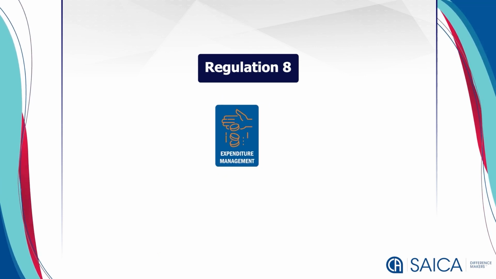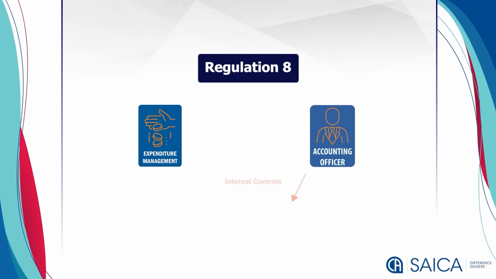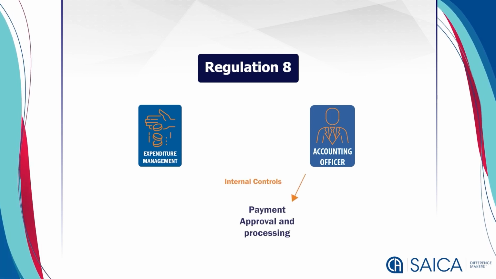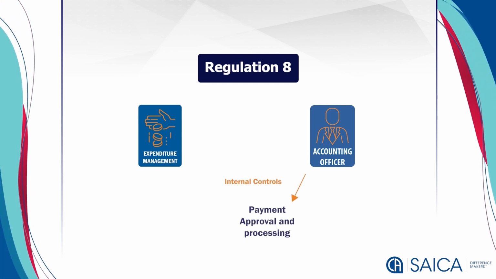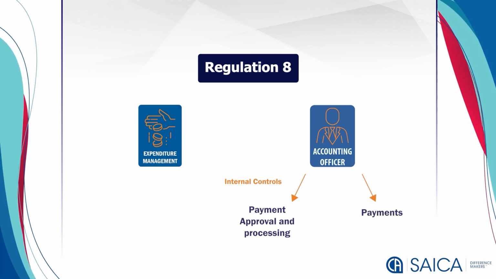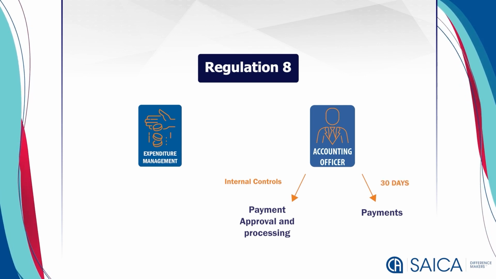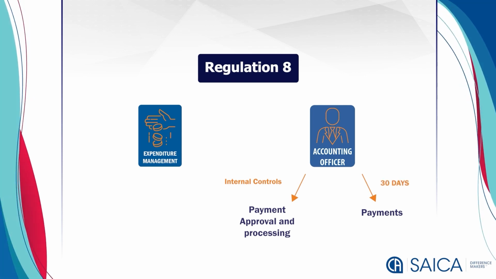Regulation 8 requires the accounting officer to ensure that there are internal procedures and controls in place for payment approval and processing. The principles around the approval of expenditure are also outlined. In general, all payments due to creditors must be settled within 30 days from receipt of invoice.